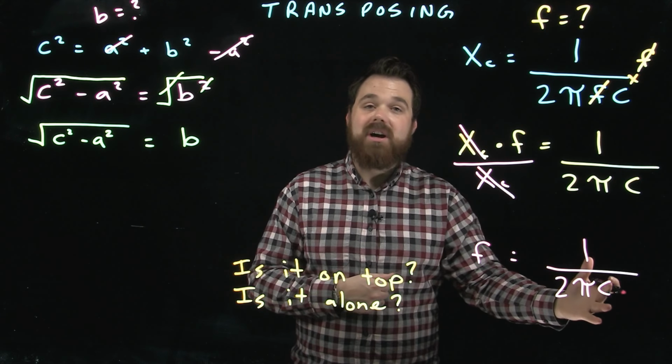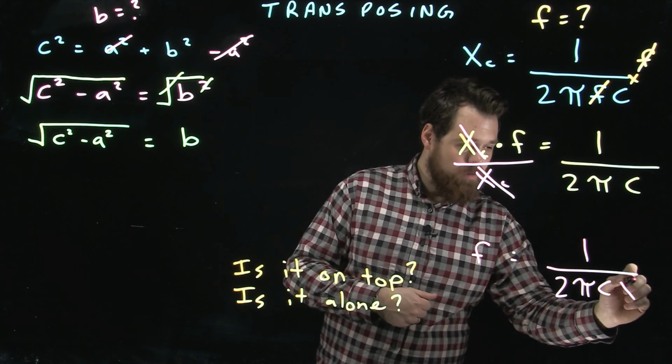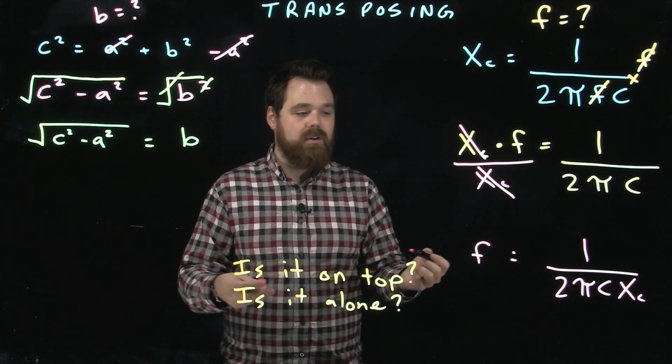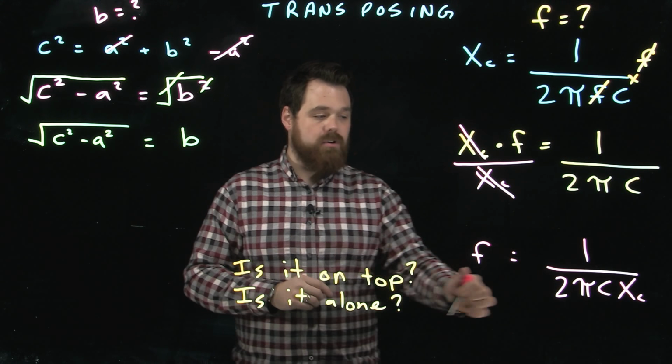We need to divide this side by xc as well, so we just put it down here, leaving us with f equals 1 over 2 pi c xc.